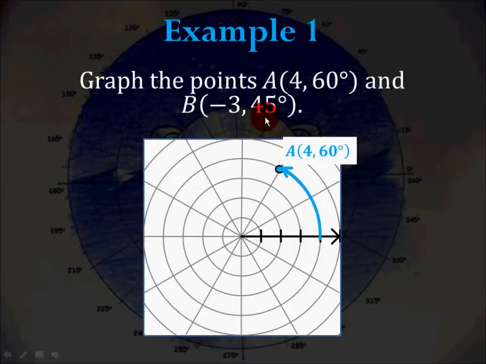For B, our theta is still positive. So we're going to go to the third circle, 45 degrees, so the 45 is going to be halfway between 30 and 60, but instead of putting it here, you're going to go the opposite direction from the pole, so you're actually going to end up out here, (-3, 45 degrees).